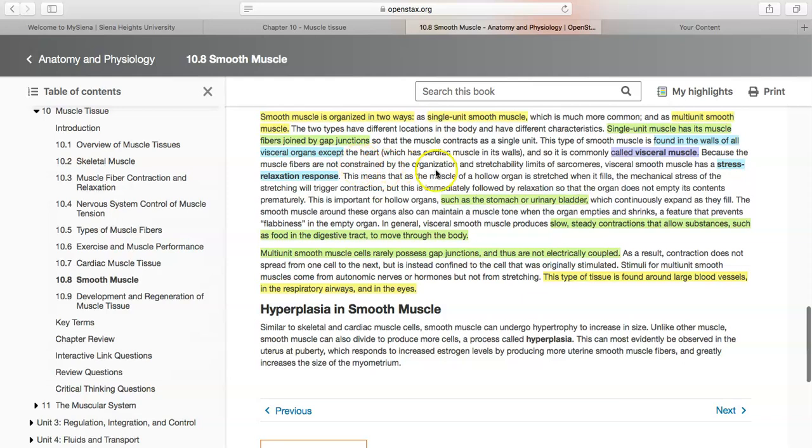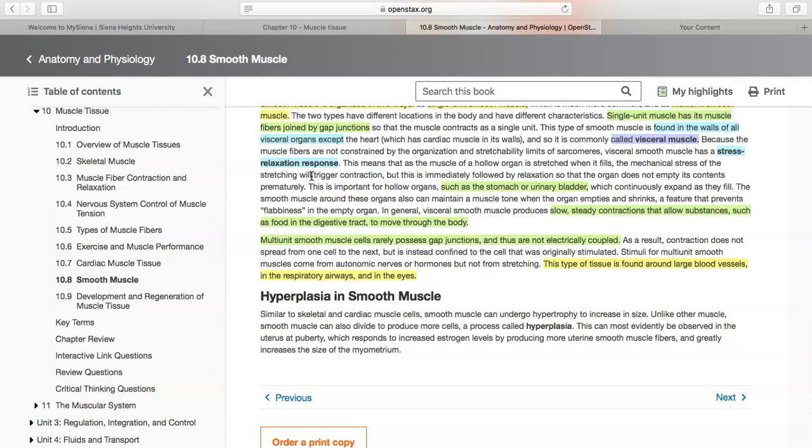Because the muscle fibers are not constrained by the organization and stretchability limits of sarcomeres, visceral smooth muscle has what is called a stress relaxation response. And you'll find that in the urinary bladder or the stomach, where basically as it fills and expands, it will be triggered in order to do its work. So it'll produce these slow, steady contractions that will allow substances like food in your digestive tract to move through the body as it expands. And so that's called a stress relaxation response.